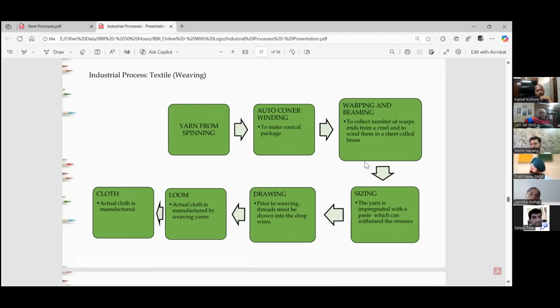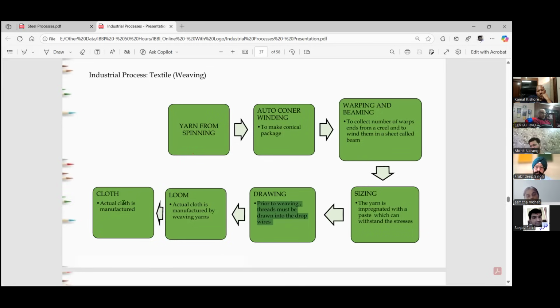Okay, so then sizing, twist wind, मतलब सही तनाव से उसको फिट करते हैं. Drawing: prior to the weaving, the thread must be drawn into the drop wire. Also, drop wire से two parallel, vertical and horizontal threads are going, and in looms में this weaving process is happening. Okay, and after the loom you are getting the fabric, gray fabric, कच्चा कापड़.